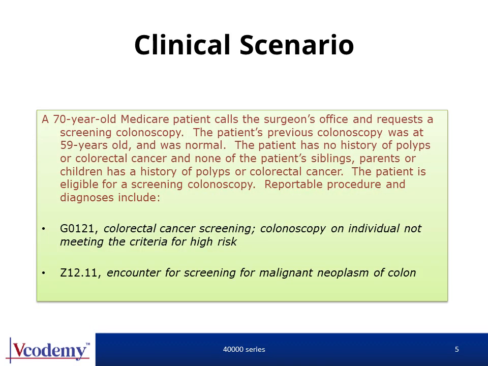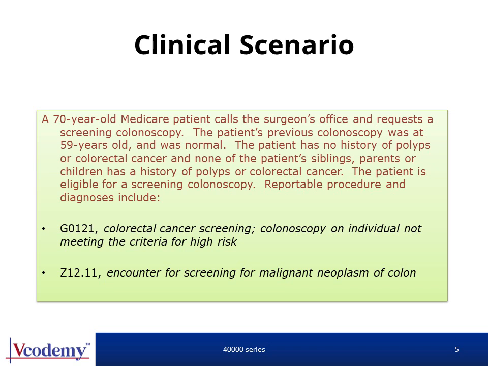So let us look at a clinical scenario. What we have learned so far, let us apply it. A 70-year-old Medicare patient calls the surgeon's office and requests a screening colonoscopy. The patient's previous colonoscopy was at 59 years old and was normal. The patient has no history of polyps or colorectal cancer, and none of the patient's siblings, parents, or children have a history of polyps or colorectal cancer. The patient is eligible for a screening colonoscopy.